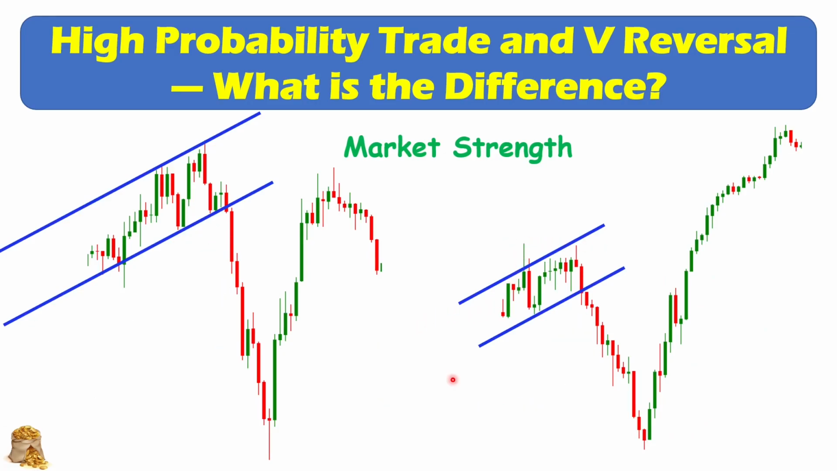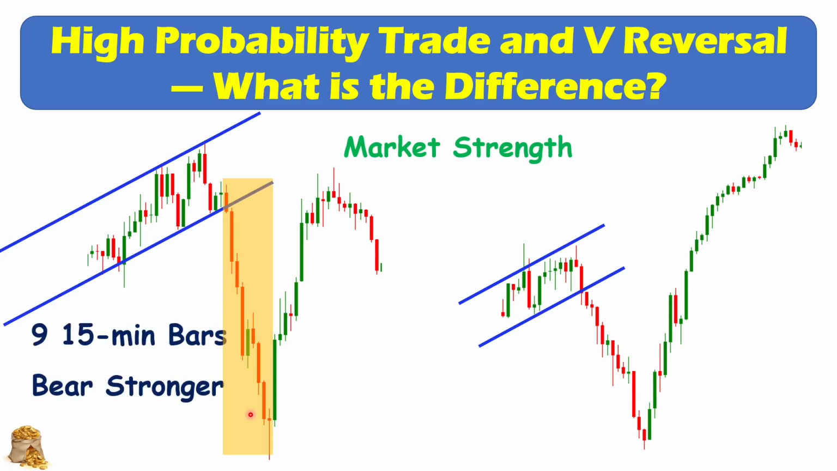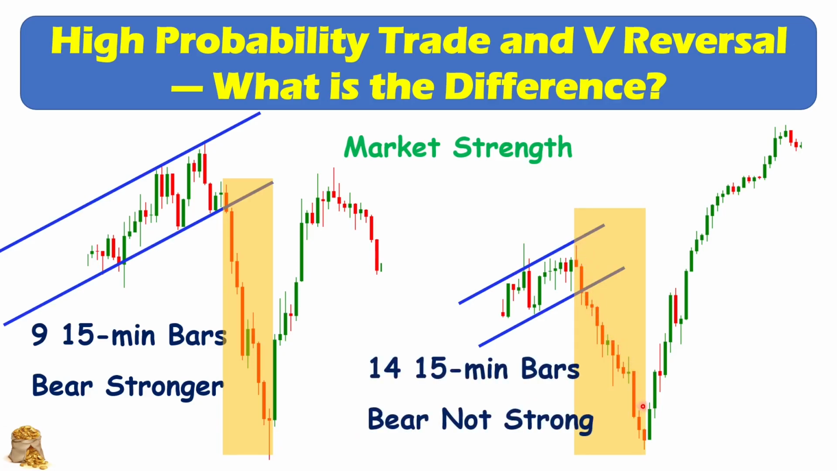Another way to look at the market strength. On the left side, from the top of the downside here, you can see that there are 9 15-minute bars. That means in a very short period of time, the market goes down promptly. But on the right side, from the start of the downtrend here, there are 14 15-minute bars. So the bear is not very strong. That means it takes a longer time for the bears to go down. So this is another angle to look at the market strength.